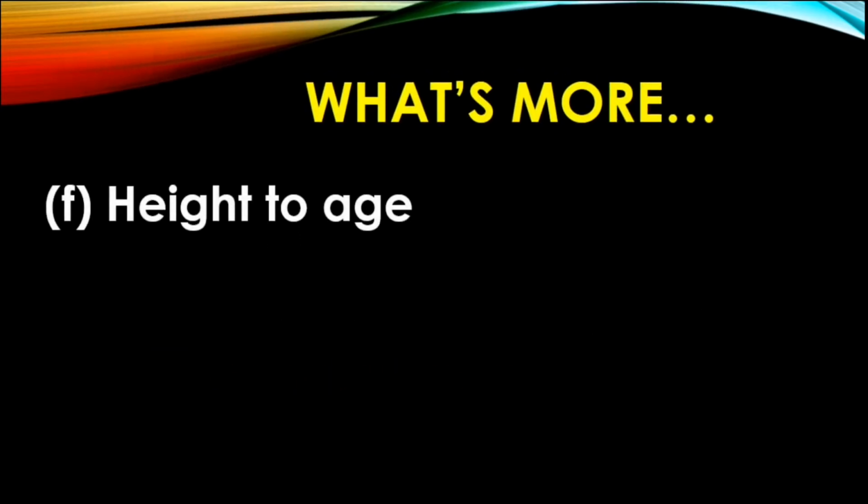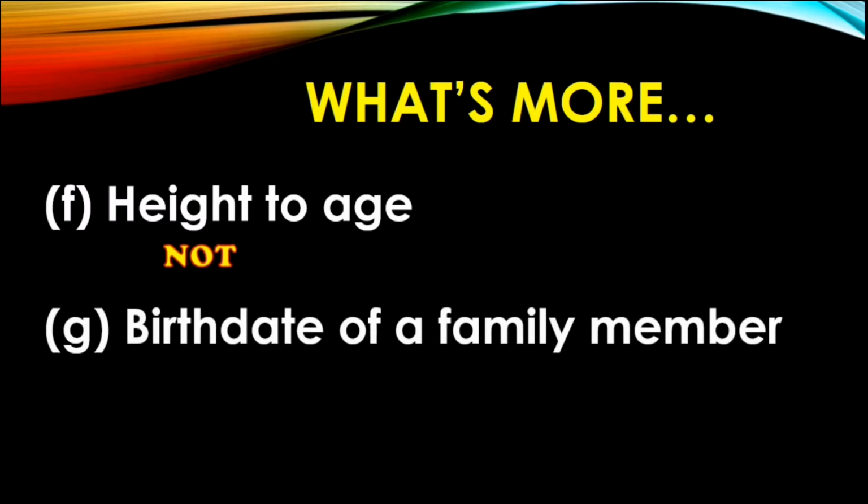F, height to age. So this is not a function since the height of a person when paired to age can be the same as the height of another person of the same age also. Next, birth date of a family member. Again, this is not a one-to-one function since the birth date of a family member can be the same.